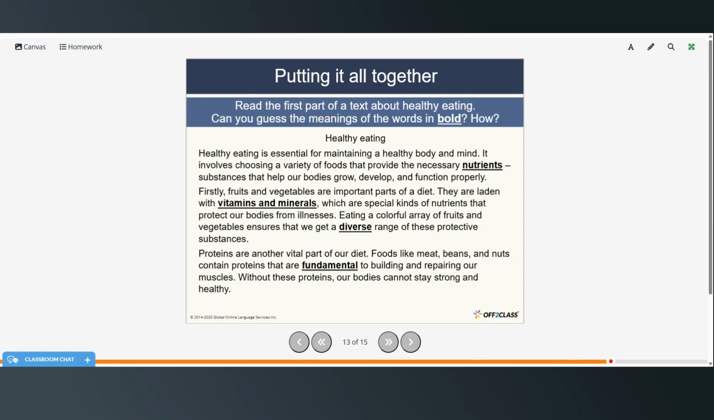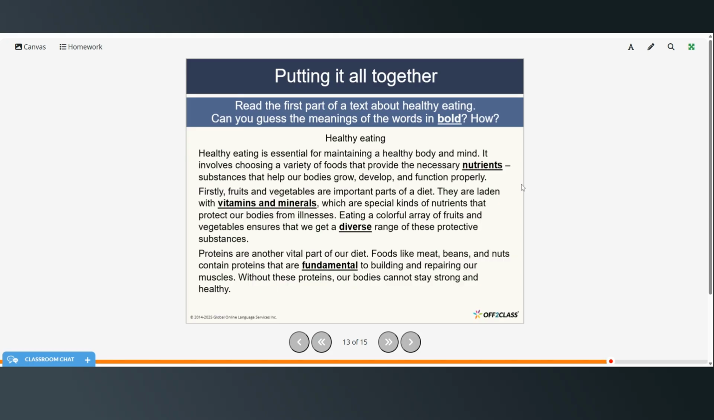Proteins are another vital part of our diet. Foods like meat, beans, and nuts contain proteins that are fundamental to building and repairing our muscles. Without these proteins, our bodies cannot stay strong and healthy.